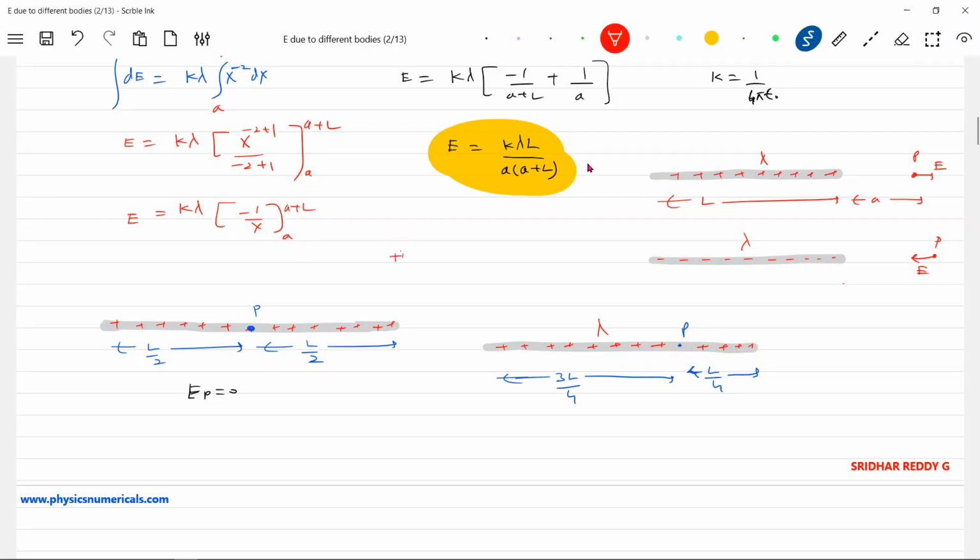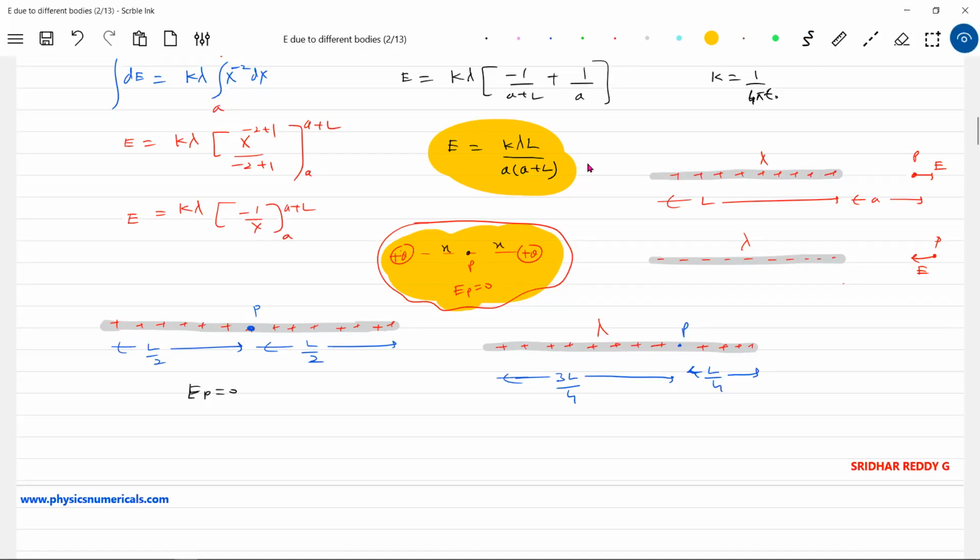So what is the reason? Suppose I have two charges. What is the field strength at the midpoint? Should be 0, because due to this positive charge E bar will be towards right, and due to this positive charge E bar will be towards left. The resultant field at point P will be 0. Similarly, the E bar due to this quarter and the E bar due to the other quarter will be equal and opposite. Who will contribute the field at point P will be the remaining part.